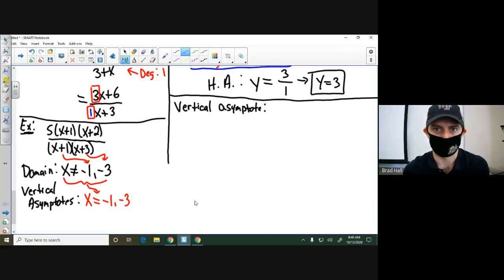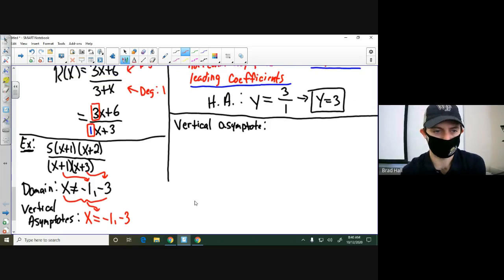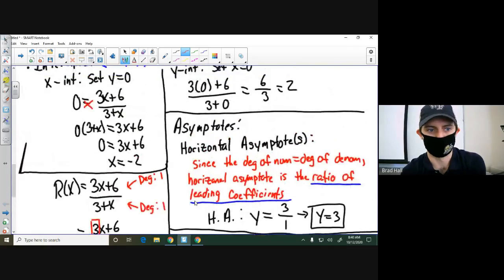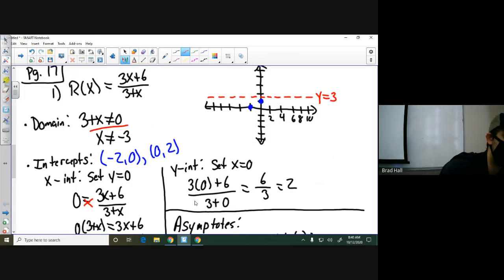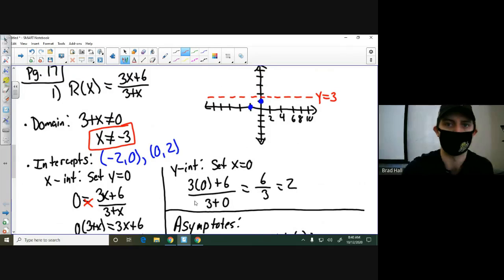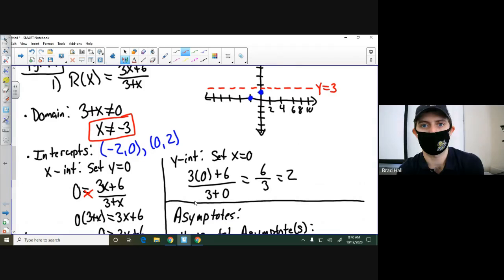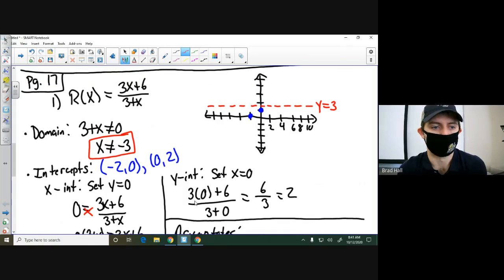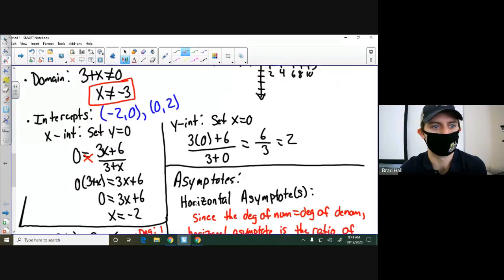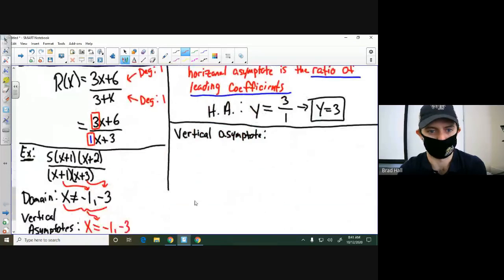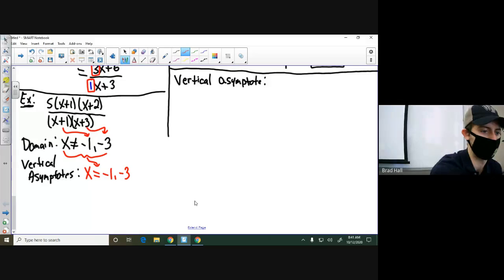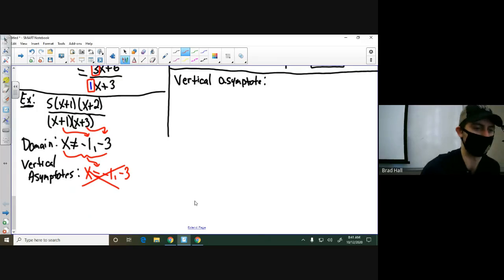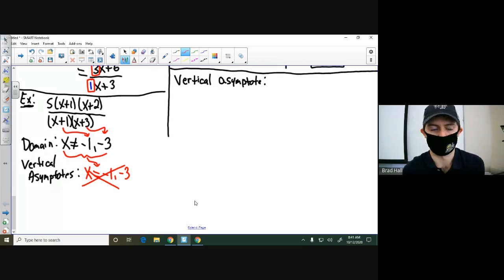And in the problem we're working on, we found in the very beginning that the domain was x cannot equal -3. And in this problem, you would think it might be true that this would also be a vertical asymptote. But this isn't necessarily true. There's this idea of a removable discontinuity.